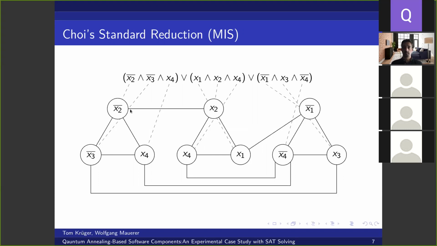And in fact, every literal has to be connected to all of its conflicting counterparts, which then will lead to a highly connected QUBO graph. And we also already heard that connectivity is a limiting factor, so this may be problematic.